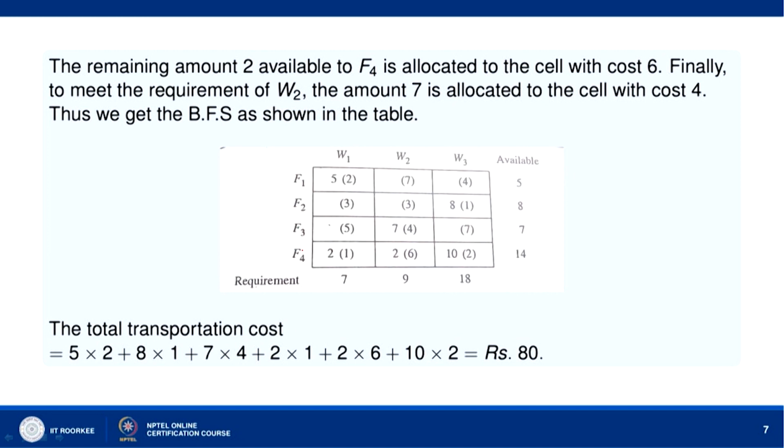This is how we have allocated the units that were available with F1, F2, F3 to the warehouses W1, W2, W3, W4. Now, we can calculate. So, this is the VSF which we have got, and the total transportation cost is 5 into 2, then 8 into 1, then 7 into 4, then 2 into 1, 2 into 6 and then 10 into 2. So, that is 80 rupees. That is the transportation cost which we have got by the Vogel approximation method.